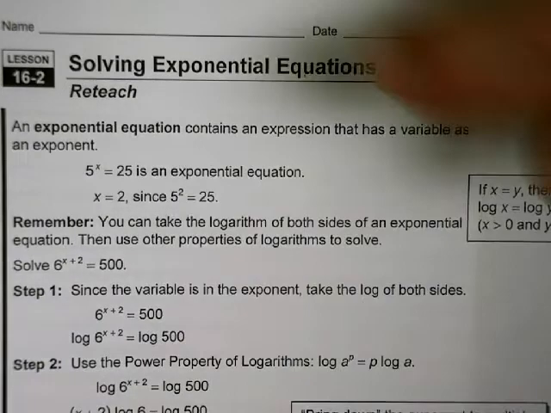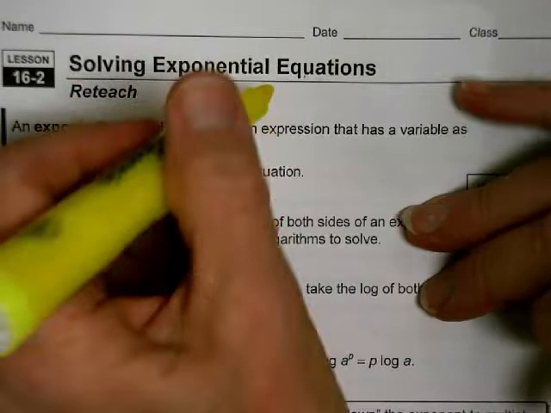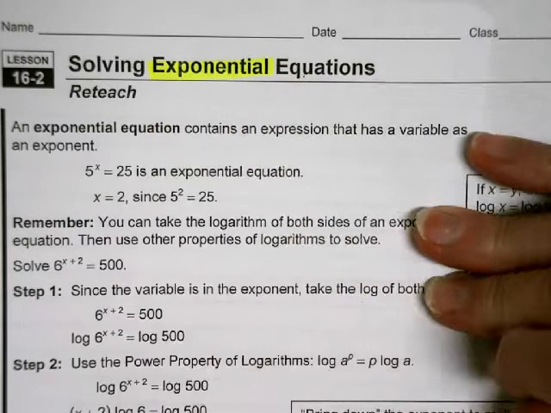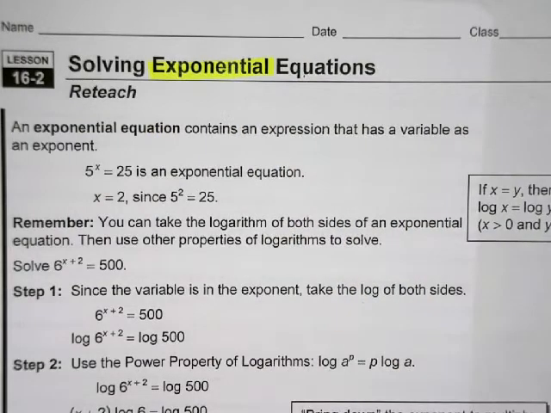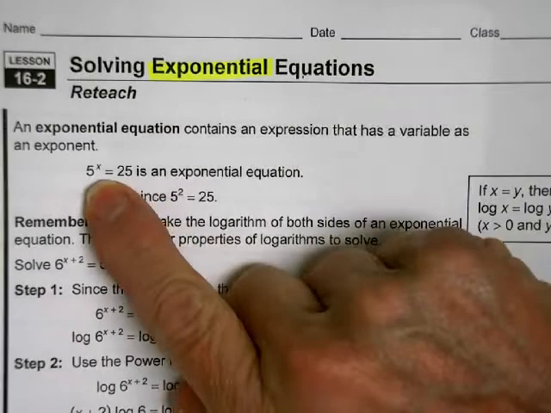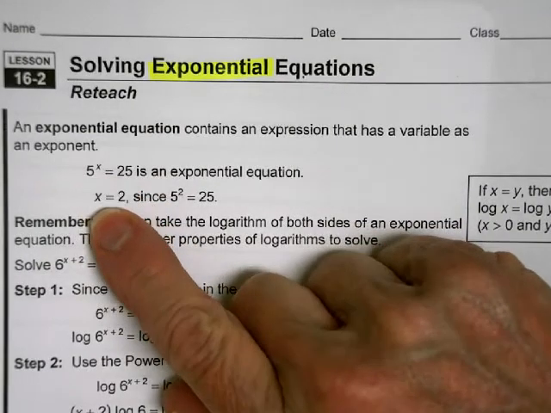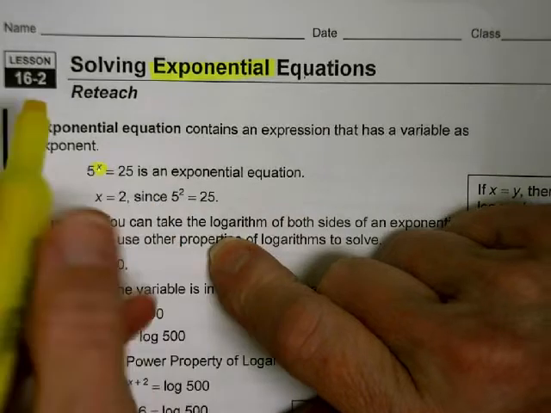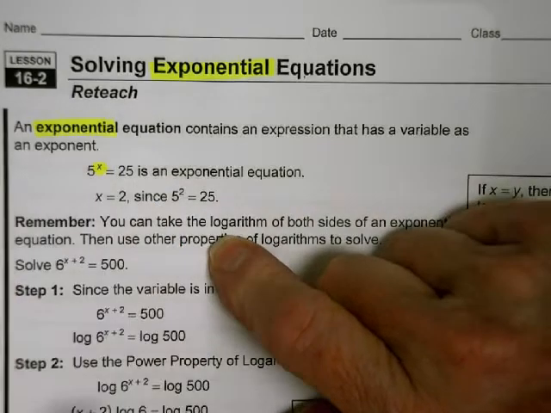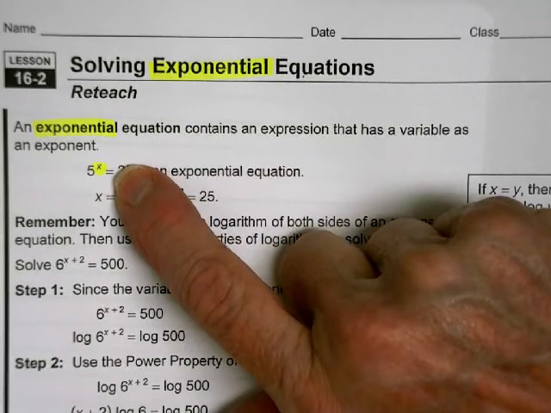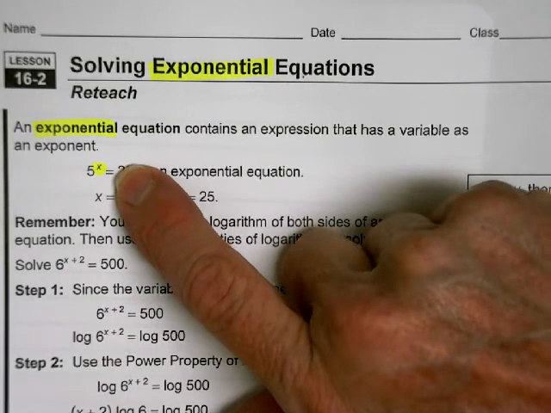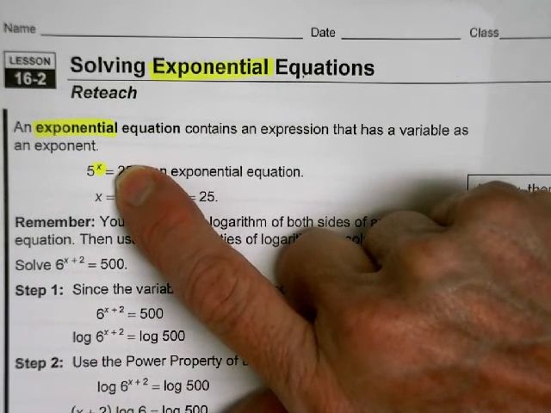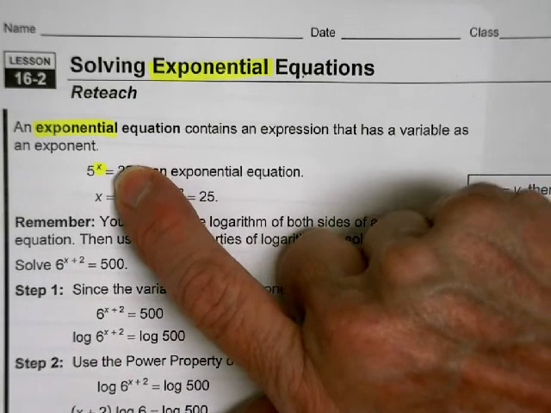Okay, the purpose of this lesson is solving exponential equations. You've done that before. I've given you this equation and you've answered it because you know 5 squared is 25. Why is it tagged exponential equation? Because the variable's in the exponent. That's our job for this lesson.